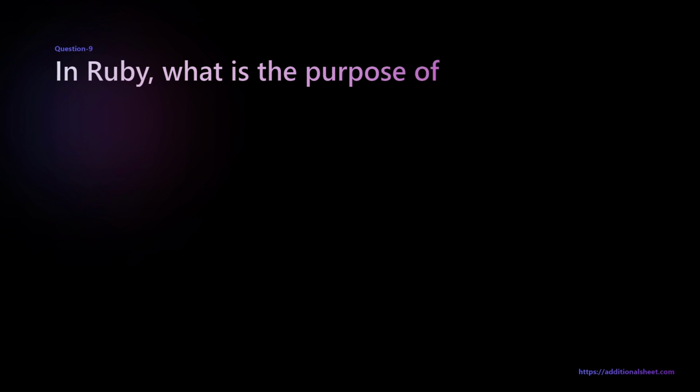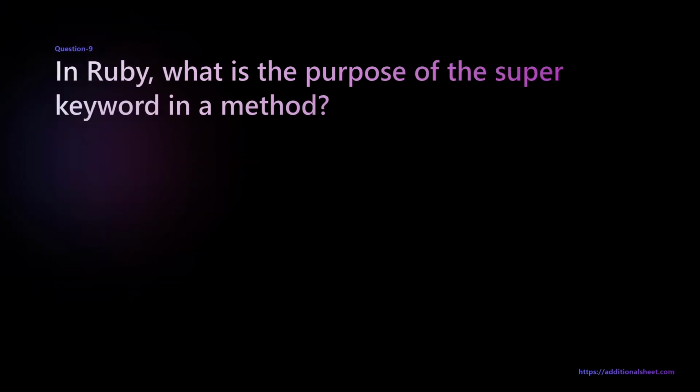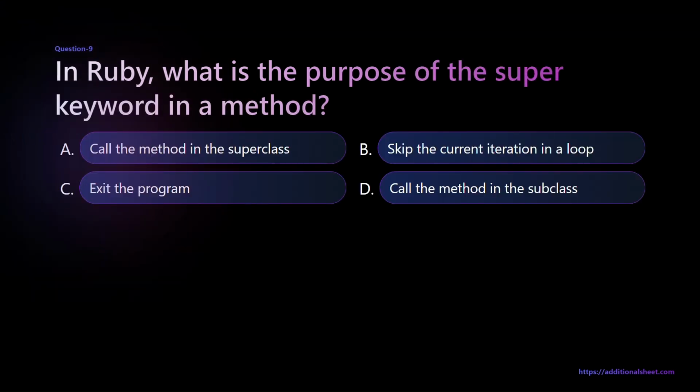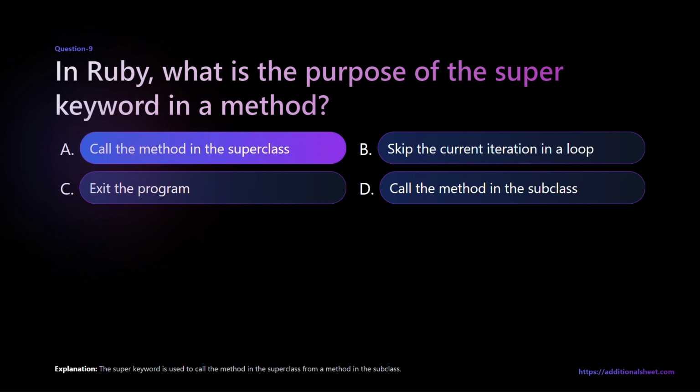In Ruby, what is the purpose of the super keyword in a method? Option A, call the method in the superclass. Option B, skip the current iteration in a loop. Option C, exit the program. Option D, call the method in the subclass. The correct answer is option A, call the method in the superclass.